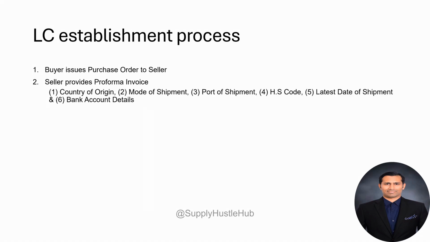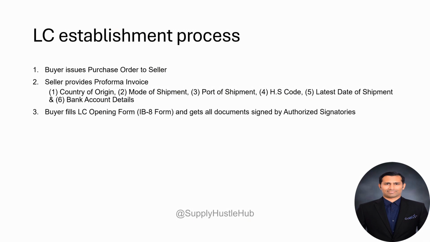The seller provides additional information like the country of origin, the country where goods have been manufactured, the mode of shipment, that is by air or by sea, the port of shipment, the airport or the seaport from where goods have been shipped, the HS code, the harmonized system code, which is used to assess customs duty, the latest date of shipment, the date on or before which shipment shall be made, and the bank account details of the confirming bank.